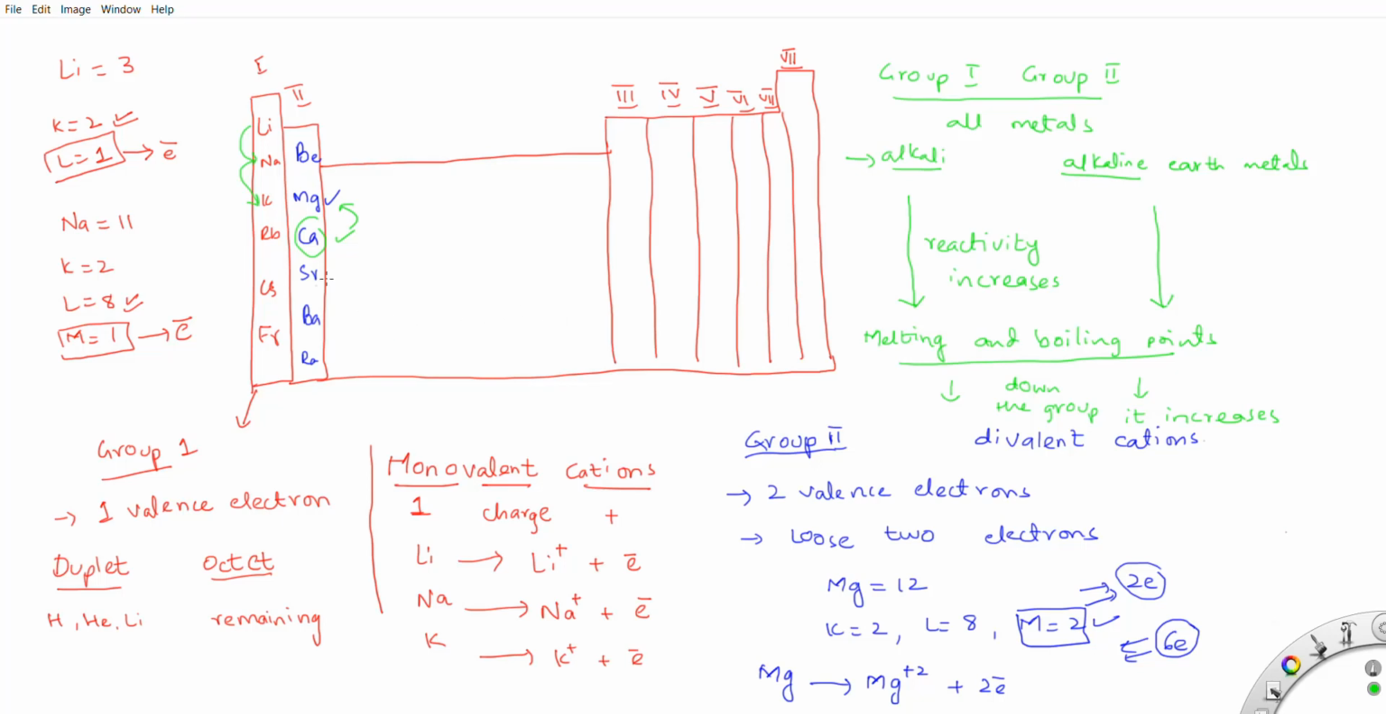See, if you are comparing lithium with sodium, you can see easily that lithium would have only 2 shells. However, sodium would have 3 shells. Potassium would have 4 shells. That is, its period number is 2, its period number is 3, its period number is 4. So lithium 2, sodium 3, potassium 4.